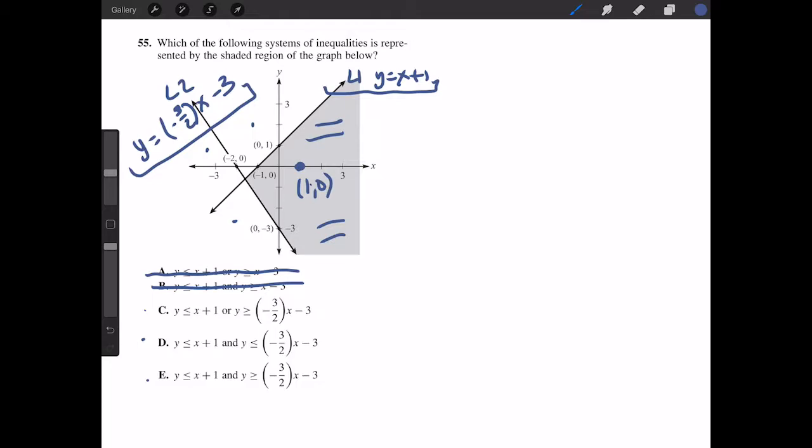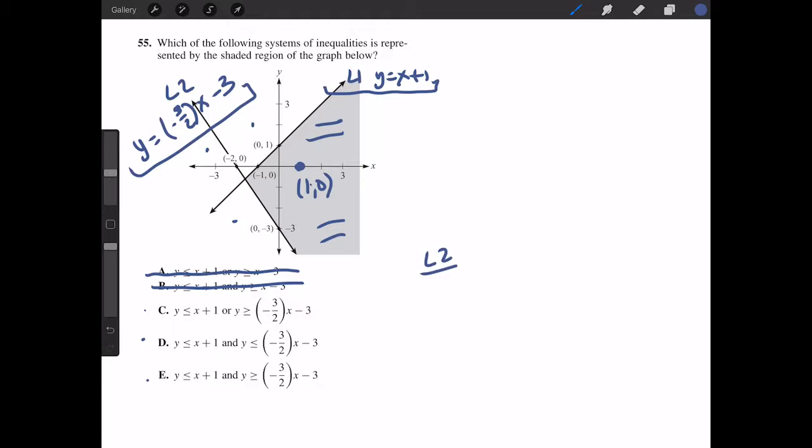So it's the point (1, 0). Whichever system of inequalities we pick, it must include or correctly satisfy that point. And we'll see how to do that in a sec. All right, so let's begin with line 2.